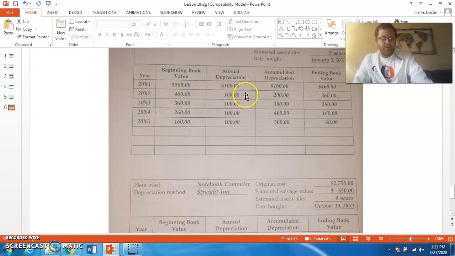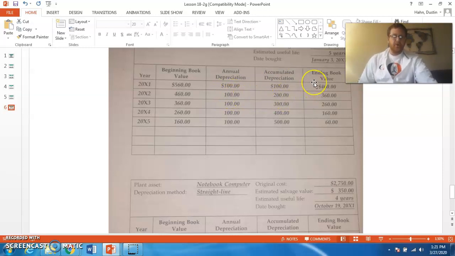We're only in year 2. So now that's why that's 100 again, because it's going to depreciate $100. Your accumulated depreciation, you take your accumulated depreciation number right here, plus how much it depreciated that current year. So 100 plus 100 equals your 200. Okay, so this is how you find that. Take your accumulated depreciation from the previous year, add your depreciation from this current year, and that equals your 200.